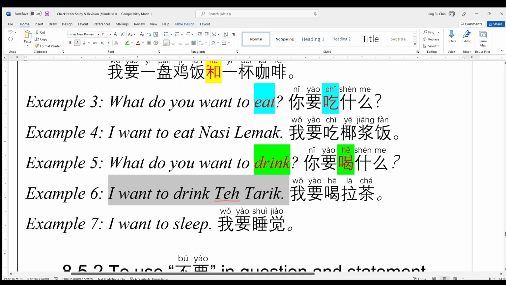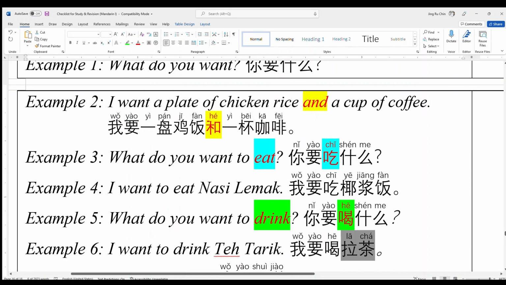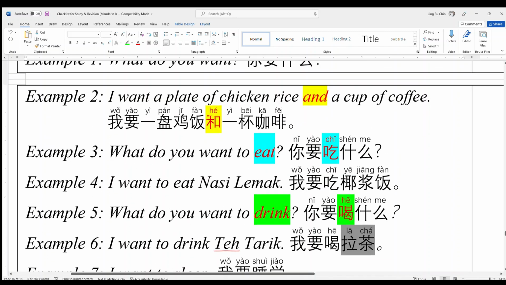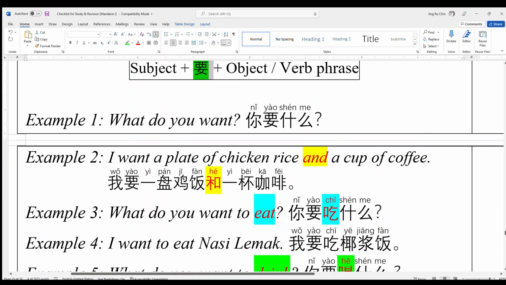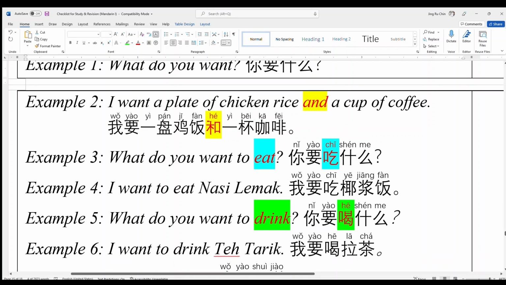So you can say, 我要喝拉茶. 我要喝拉茶. So you see the word drink here. 喝, what is the drink? 拉茶, teh tarik. Okay. Now, I believe with some of these examples, I have already made it clear how to use the word yao, want something or want to do something. It's all already available from all these examples here.